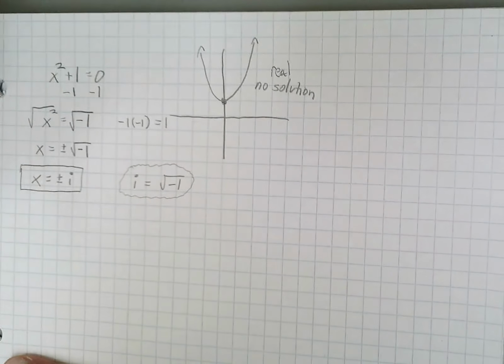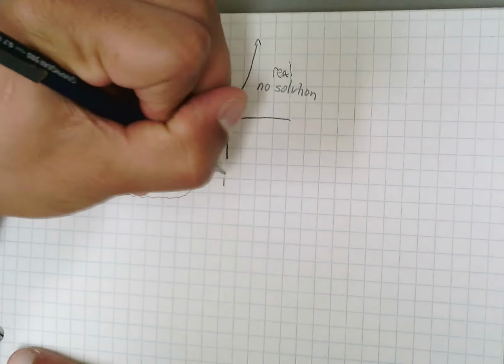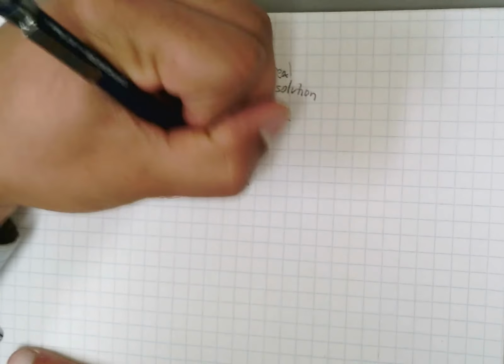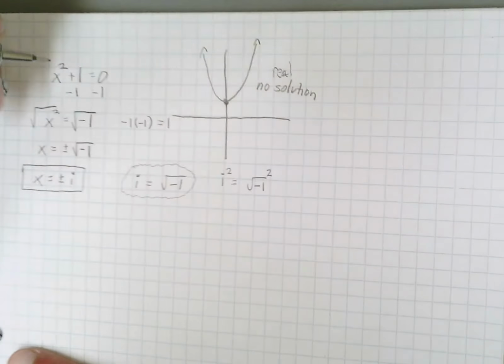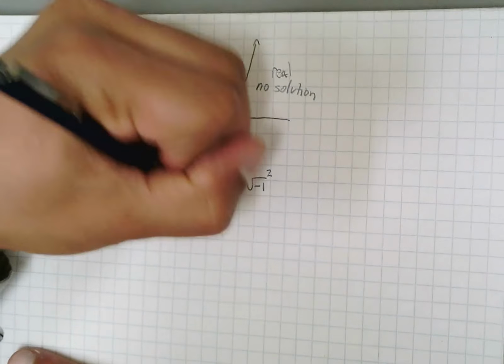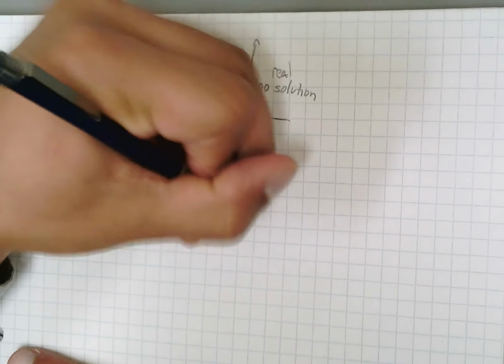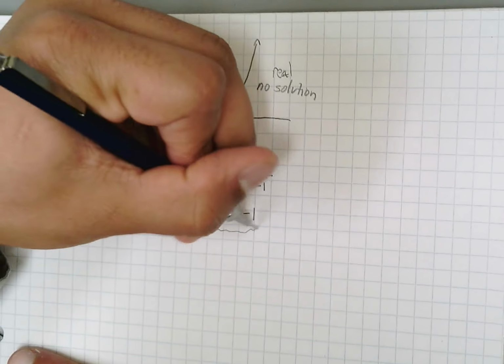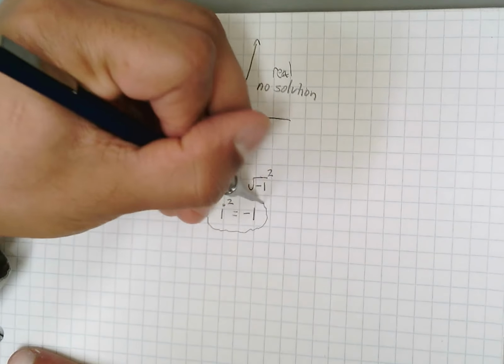Now, something else that's important is what i squared is. i squared is equal to the square root of negative 1 squared. Well, when I square a square root, those cancel. So i squared is equal to negative 1. That is another really important definition. i is the square root of negative 1. i squared equals negative 1.